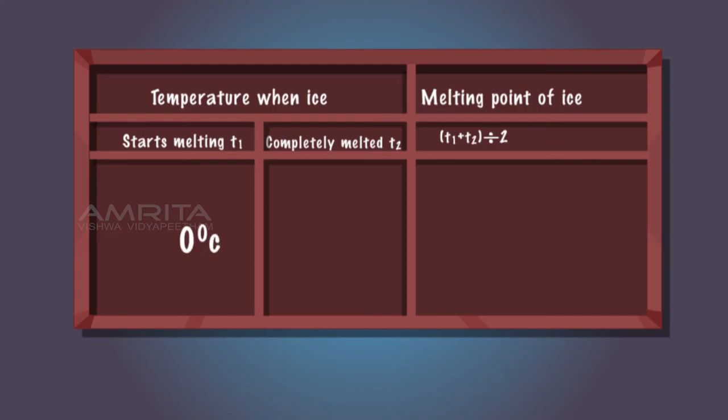The average of the two temperatures gives the melting point of ice. The melting point of ice is 0 degrees Celsius.